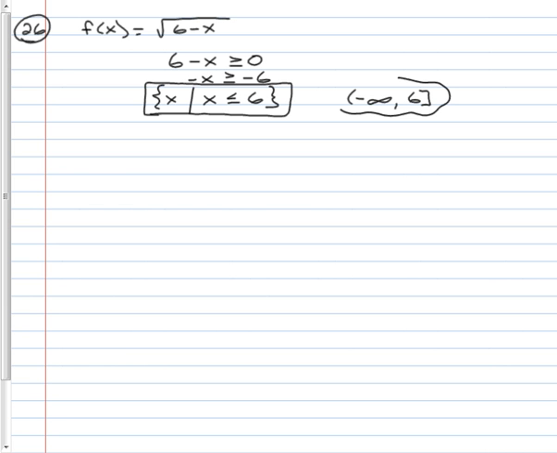I'll take either form. If they don't say one way or another, I'll take either way. They happen to do it the first way. I'll take it either way. Unless they say set builder notation, then I need that. Or interval notation, then I need that. Otherwise, we can read them both ways. We're bilingual.